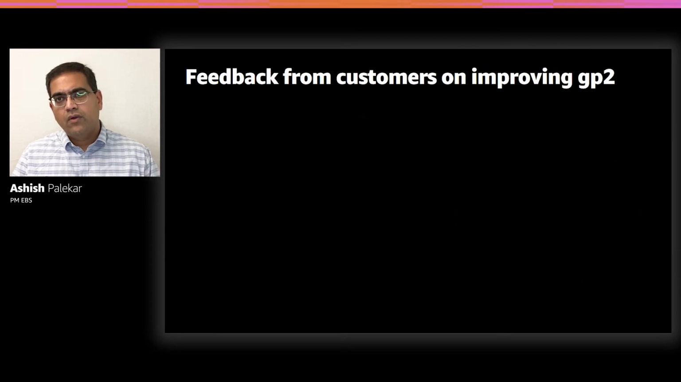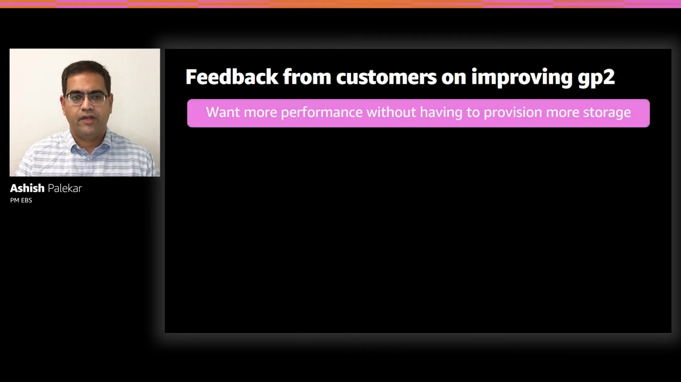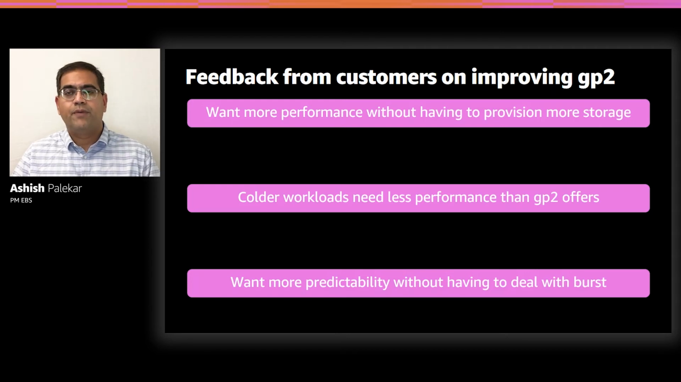So when we now go to customers and say, what can we do to improve GP2? It really boils down to 3 things. Customers say they want more performance without having to provision more storage. And they would like to see that separation of performance and storage. Then we get customers who have colder workloads, or workloads that need capacity but not as much performance, and they would like less performance than GP2 offers. And some of our customers want more predictability in performance without having to deal with burst.